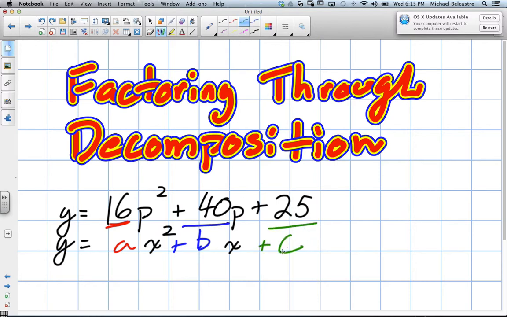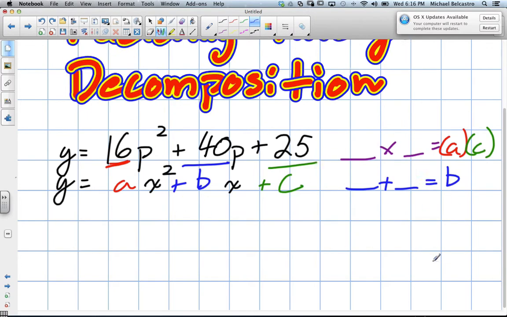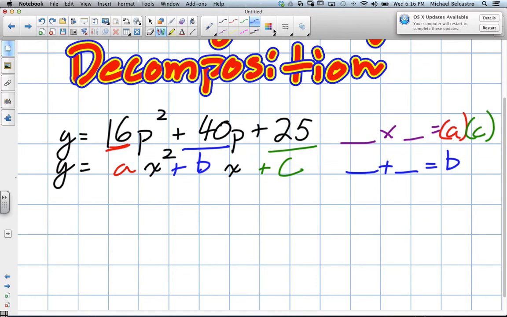Now in this one, what we're going to do is find two numbers, and these two numbers need to multiply to what A times C are. So it's a little more complex. We've done something like that. Those same two numbers need to add up to our B term. So we're actually going to work this out.